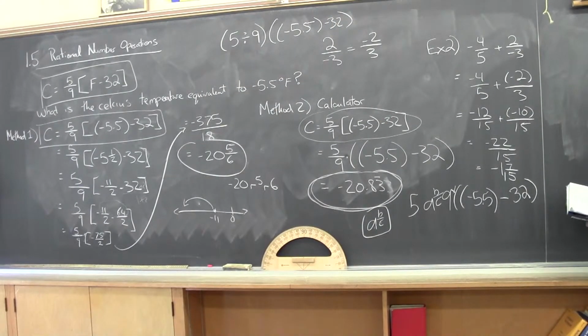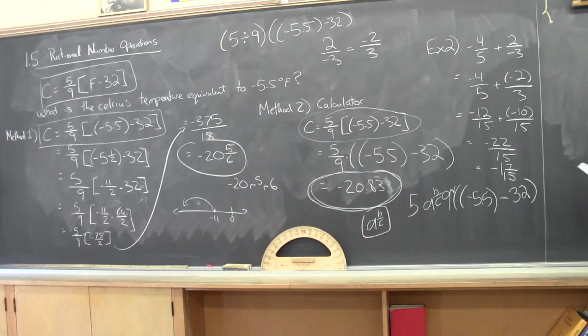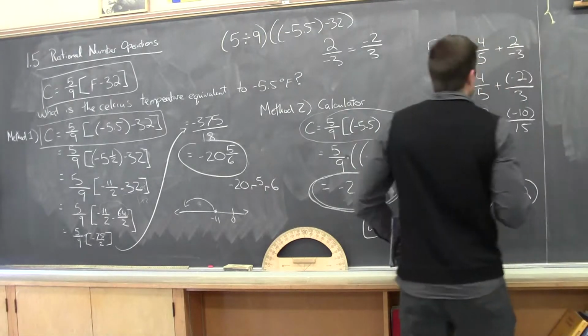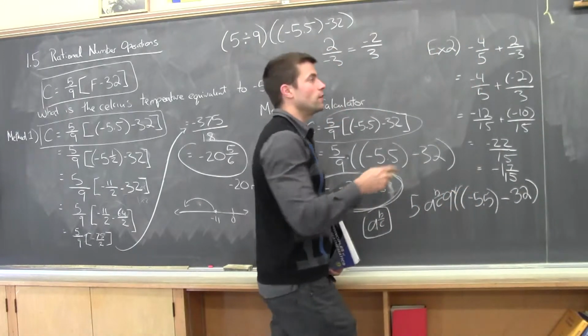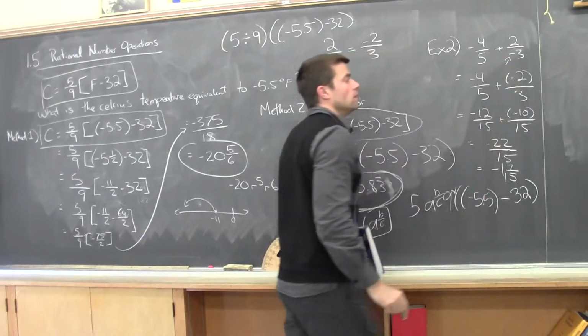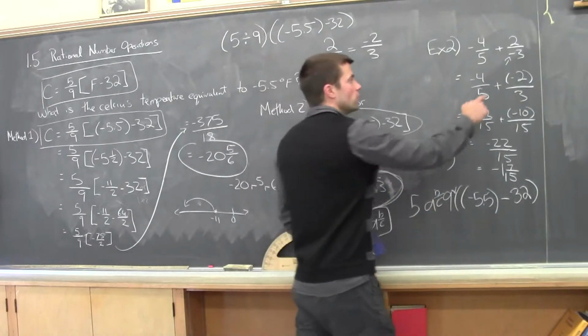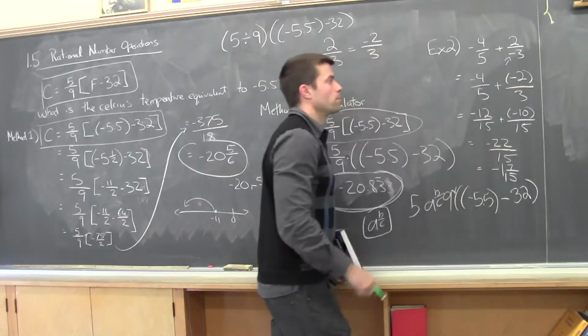Okay, we're on example 2. This is page 50. It says calculate -4 over 5 plus 2 over -3. The only trick with this question, guys, is they put the negative sign in the denominator. Don't be afraid or concerned of that. You can just move it up to the numerator.